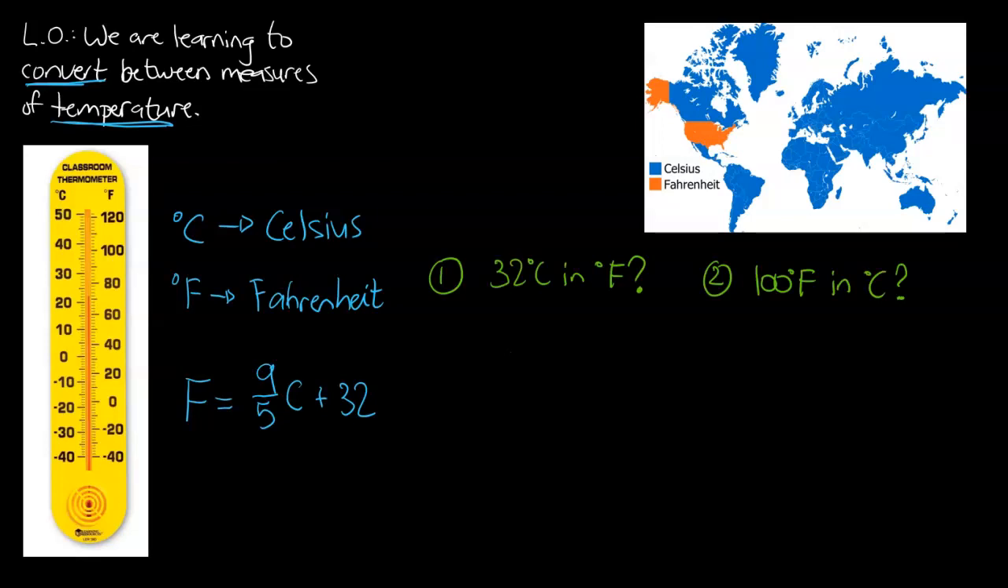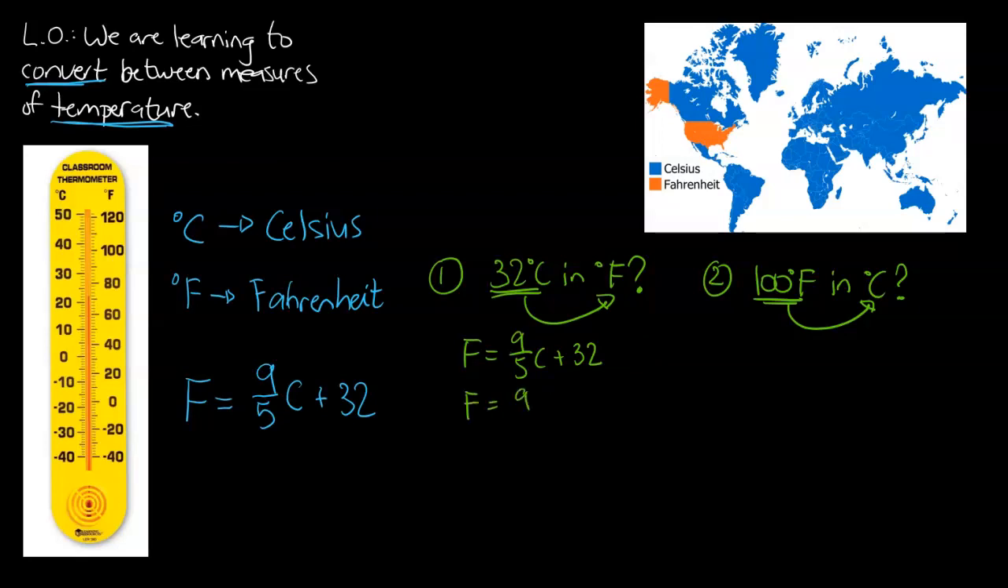I've got two questions on the board now. We're going from Celsius to Fahrenheit here, and the other way around, Fahrenheit to Celsius, at the end. As with any measurement problem where you have an equation, the first thing you need to do is write down your equation. Once you've done that, figure out what you actually have. Do I have an F? Do I have a C? What can I substitute? Here I know C is equal to 32, so I'm going to substitute that in.